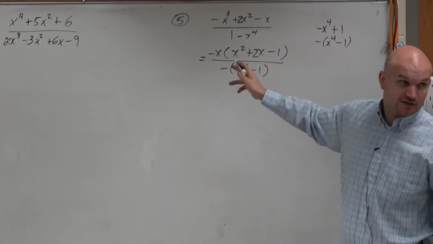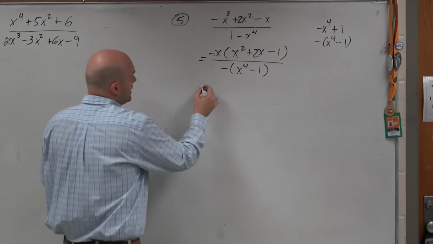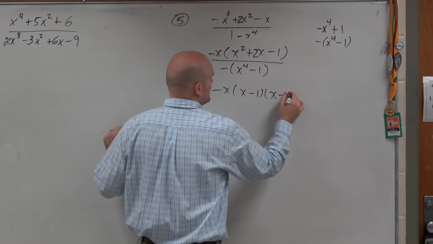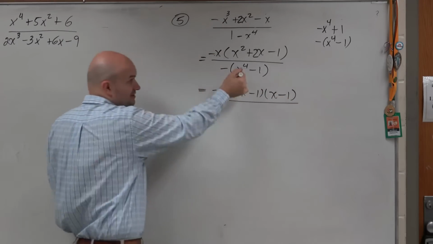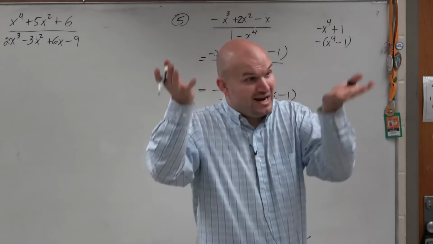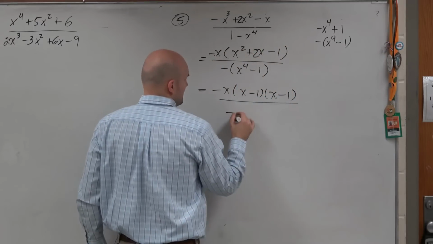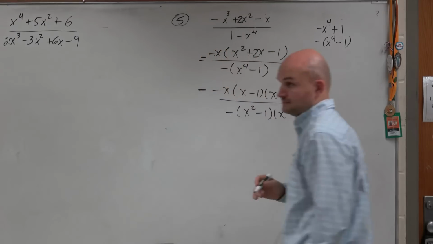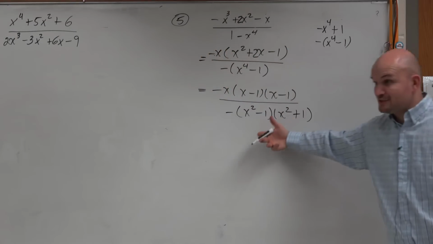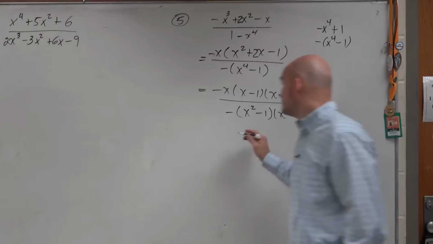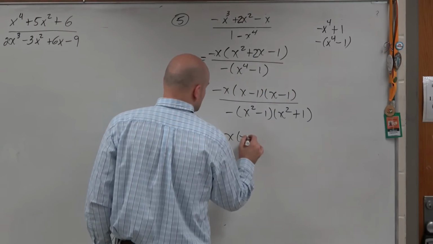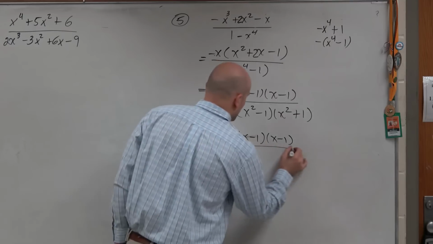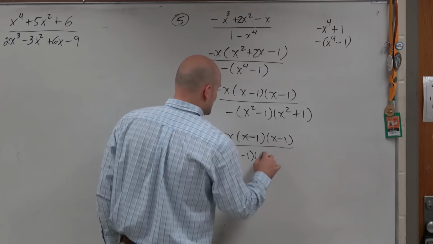Okay? Now I can factor this a little bit further. You guys can see here that I have x minus 1 times x minus 1. Here, you can see this is a difference of two squares, but it's been raised up, which is really x squared minus 1 times x squared plus 1. And can I further factor this down? Because again, look at what I have. I have a difference of two squares again. So I have a negative x times x minus 1 times x minus 1 all over a negative x minus 1 times x plus 1.